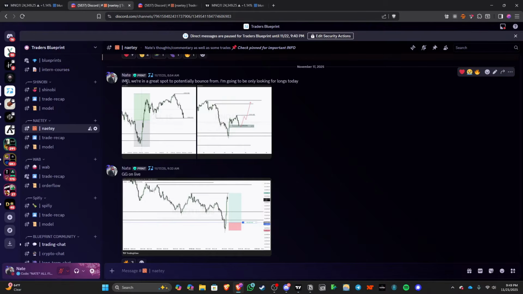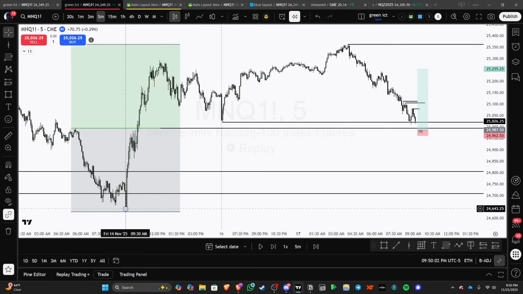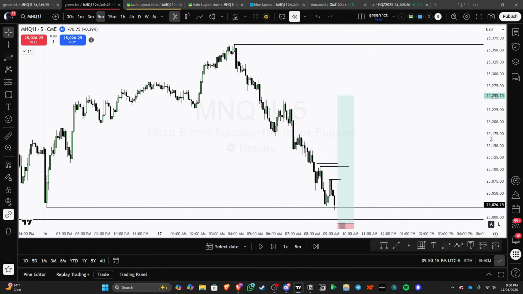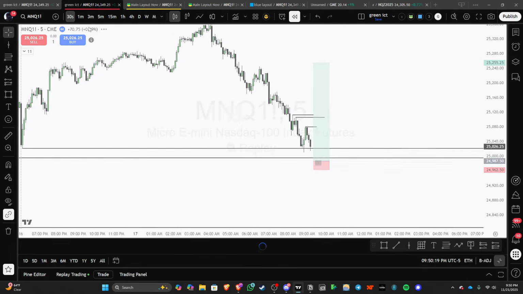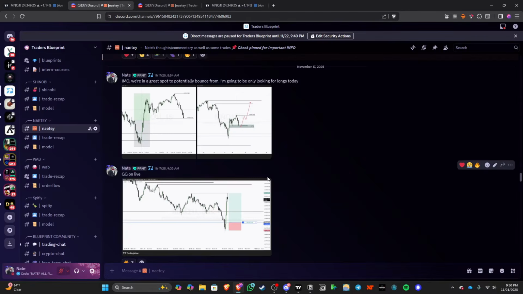I said, in my opinion, we're in a great spot to potentially bounce from. I'm only going to be looking for longs today, right? If you draw the range from Friday's low to the overnight highs, you can see that we were pretty much rebalanced. Price comes down, we reaccumulate buys, and now we're just looking for a confirmation that longs are going to be valid. So if we hop down to the lower time frame, I believe I was executing on the 30-second.